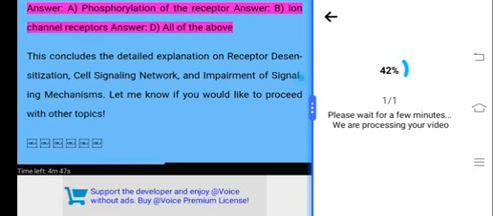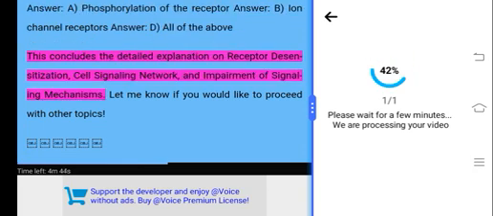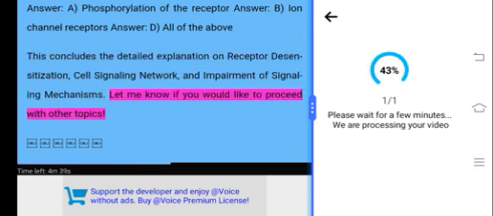MCQ answers. Answer: A. Phosphorylation of the receptor. Answer: B. Ion channel receptors. Answer: D. All of the above. This concludes the detailed explanation on receptor desensitization, cell signaling network, and impairment of signaling mechanisms. Let me know if you would like to proceed with other topics.